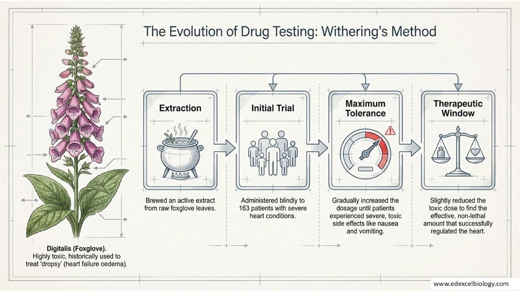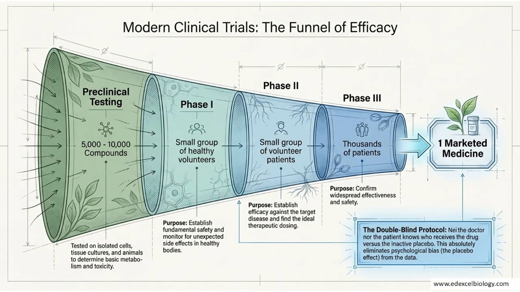Oh, absolutely. His crude experimentation proved that powerful system-altering medicines exist in plants. But his utter lack of statistical control proved we needed a rigorous framework to validate them safely. Withering's wild trials are exactly why the modern clinical pipeline is so strictly regulated. So today, a new plant-derived compound has to run a massive, multi-year statistical gauntlet before a doctor can even prescribe it. It always begins with preclinical testing.